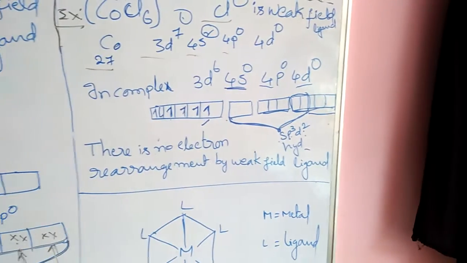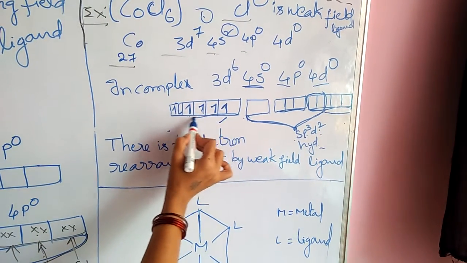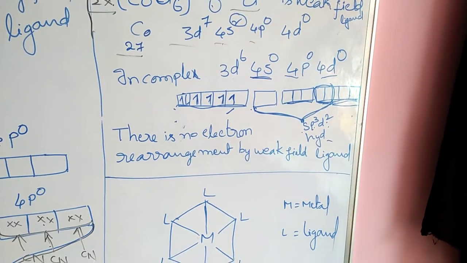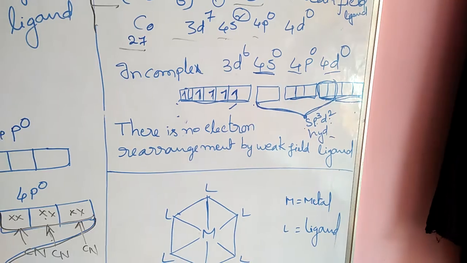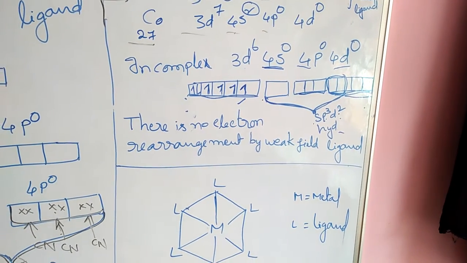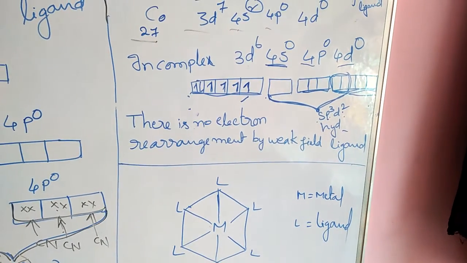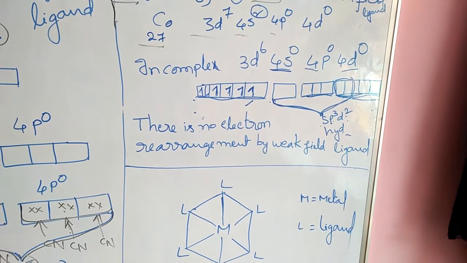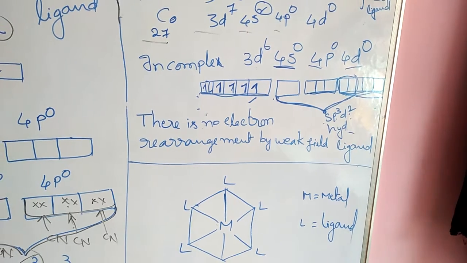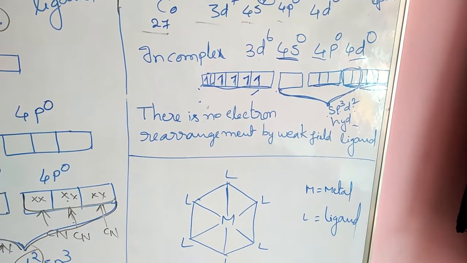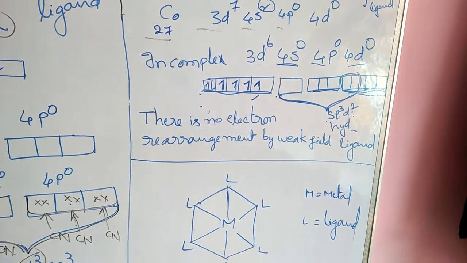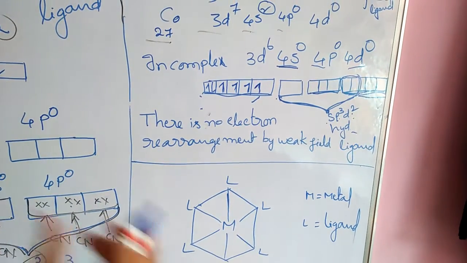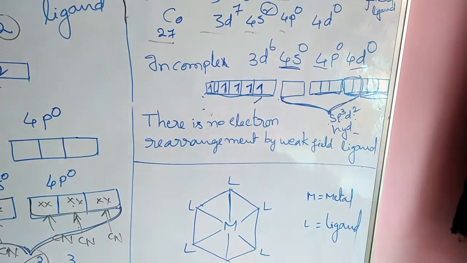These are outer orbitals, not inner orbitals. So that's why it is an outer orbital complex. Why are outer orbitals involved in the complex formation? Because the chloride ligand is a weak field ligand. There are no repulsive forces between the metal d electrons and the ligand electrons. That's why there is no rearrangement, and the outer d orbitals are involved in the complex formation.